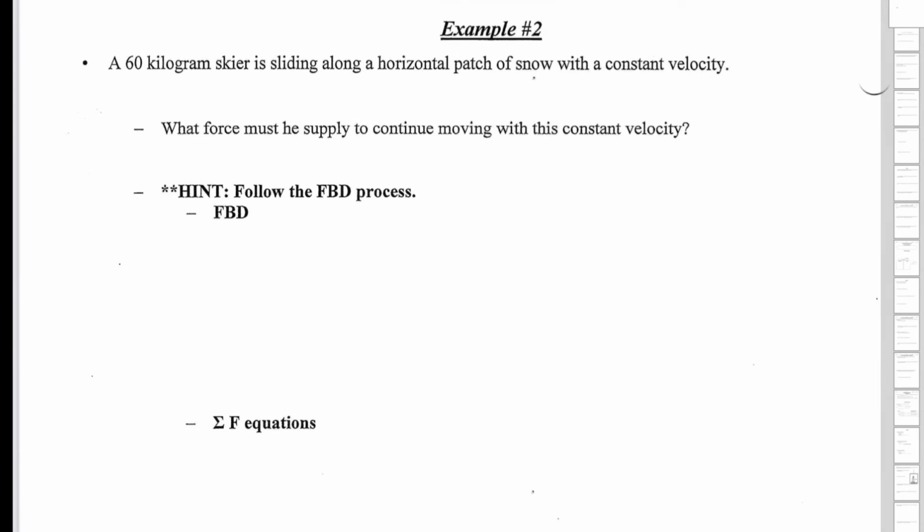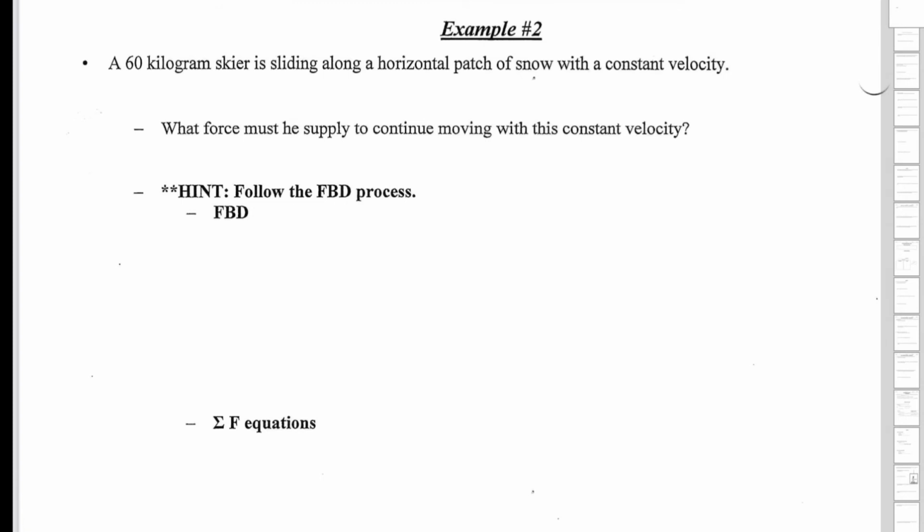All right, so now let's take a look at another example. So we have example number 2 right here. And we have a 60 kilogram skier sliding along a horizontal patch of snow with a constant velocity. So now what force must he supply to continue moving with a constant velocity? So here's a hint. We're going to follow this free body diagram process.